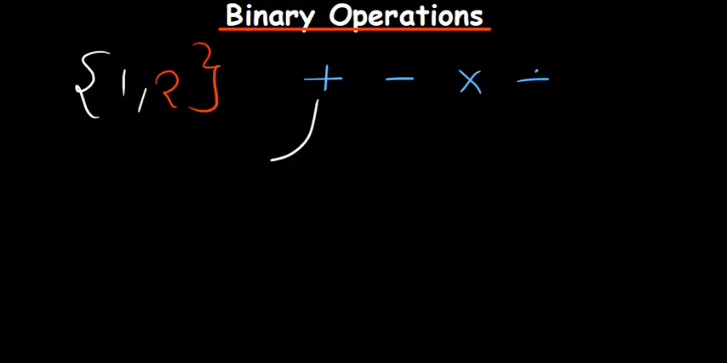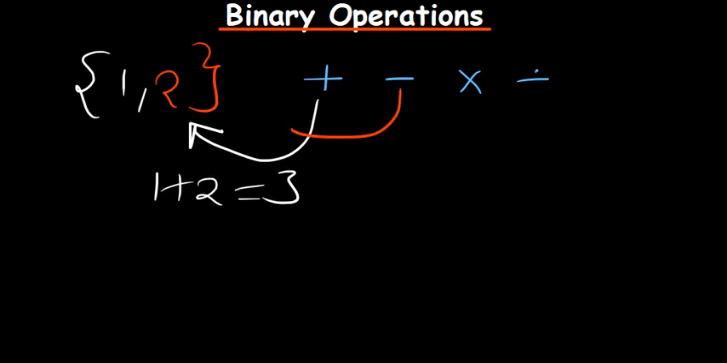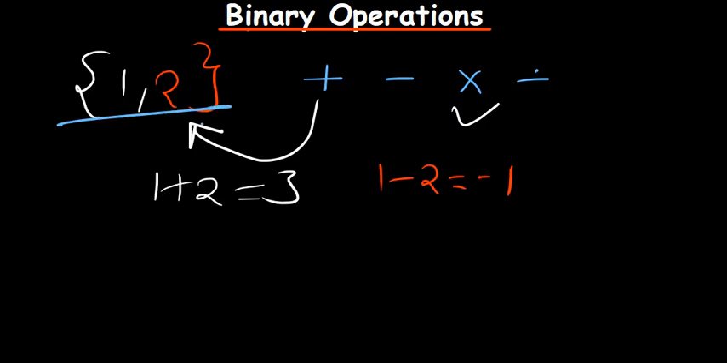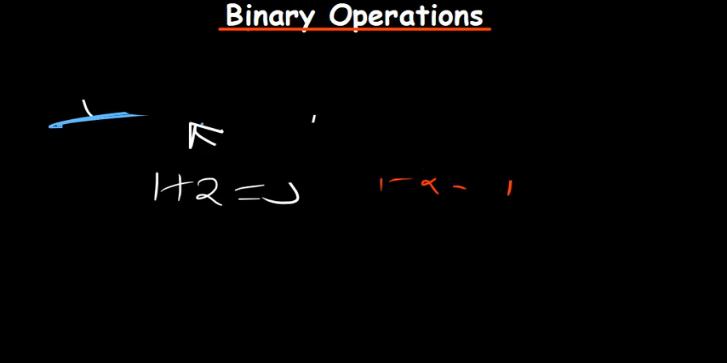Is addition a binary operation on that set? 1 plus 2 is a 3. It's not. Is subtraction? 1 minus 2 is going to be a negative 1. Not. Multiplication: 1 times 2 is a 2, 2 times 1 is a 2. So it is still a binary operation, because the possible operations you can perform will still give you an answer contained in that set. Division: 1 divided by 2 is of course 0.5, which is not in the set. Okay, so that's a basic introduction to what a binary operation is.